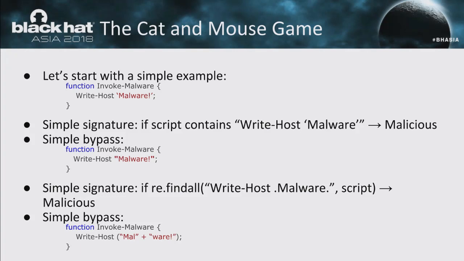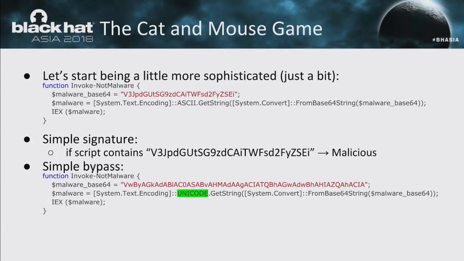And this can be a simple signature for that. And this can be bypassed by using string concatenation. And this game can continue on and on. We can use base64 encoding. And then the antivirus can decide if it wants to either emulate the base64 decoding or to create a signature for the actual base64 data. Both things are quite easy to bypass.